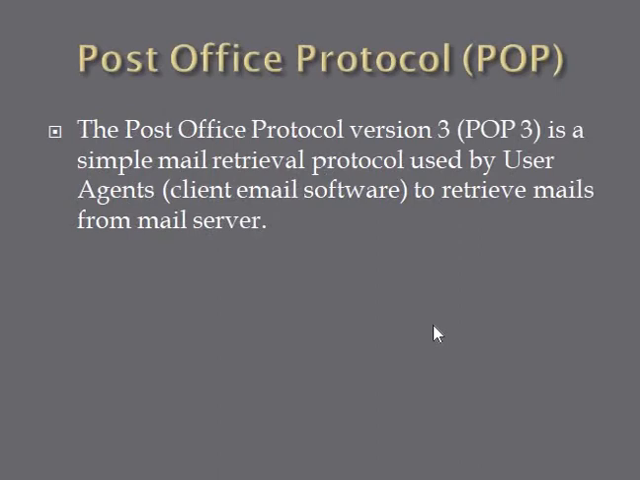The next protocol we will study here is the Post Office Protocol, called POP. The Post Office Protocol version 3, that is POP3, is a simple mail retrieval protocol used by user agents, that is client email software, to retrieve emails from the mail server. When a client needs to retrieve emails from the server, it opens a connection with the server on TCP port 110. The user can then access their email and download it to the local computer.